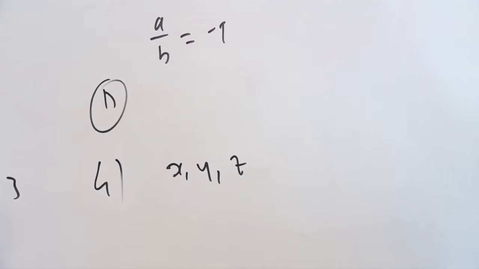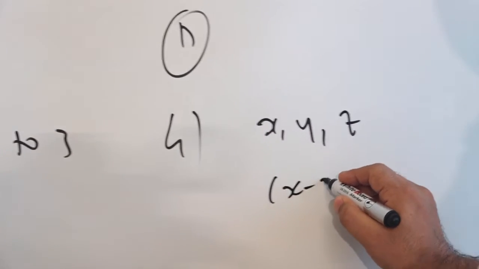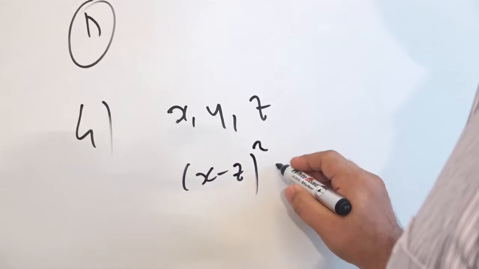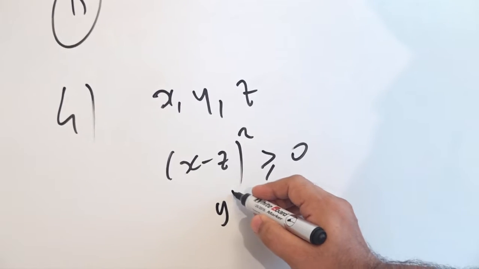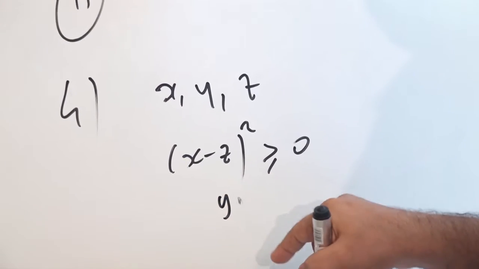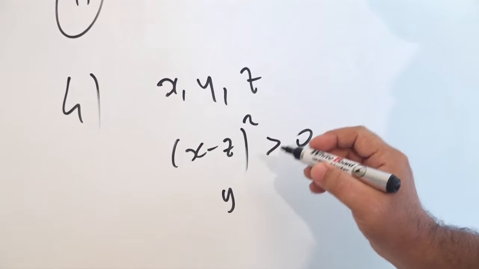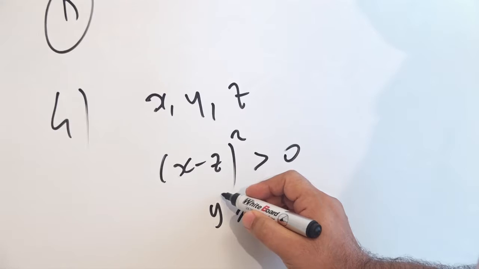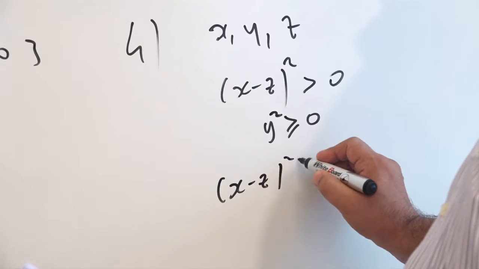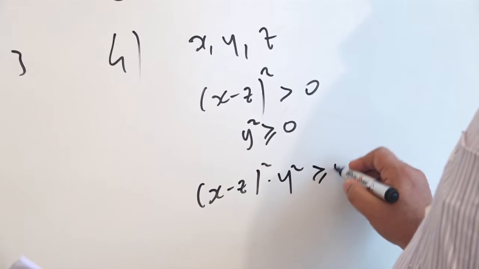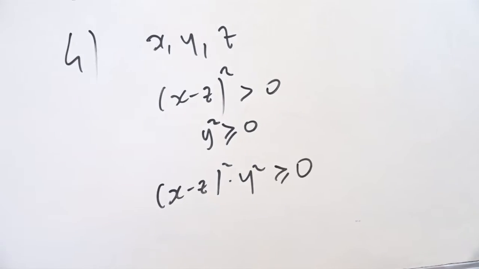If you look at B, x minus z squared is greater than or equal to 0. And y squared, but these are different numbers, is greater than 0. Y squared is greater than or equal to 0. So that multiplication, x minus z squared times y squared, is greater than or equal to 0, that means it is not negative. So the answer is B.